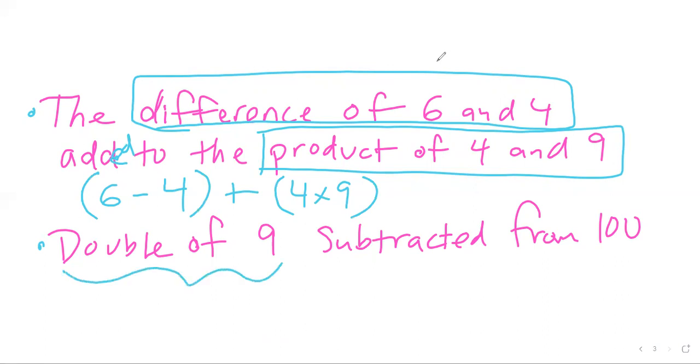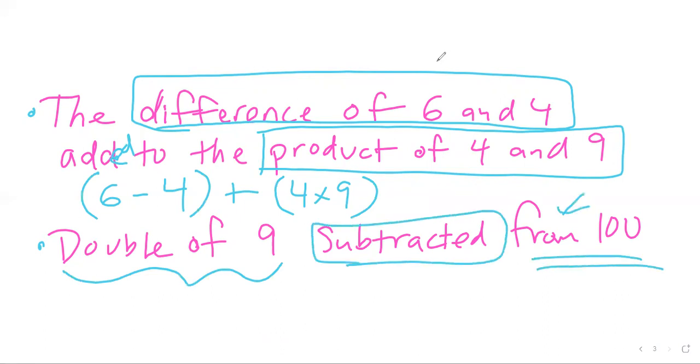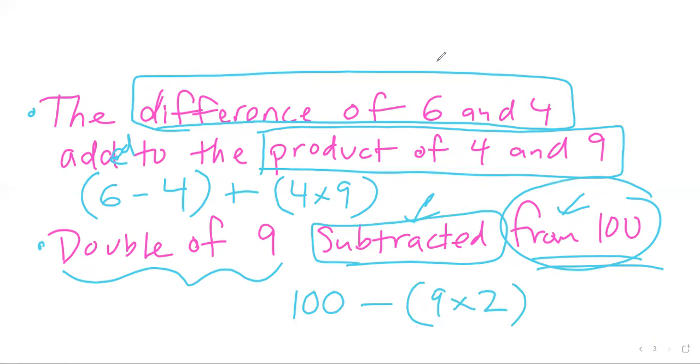It says double of 9 subtracted from 100. So again, here's that from or then. So I'm actually going to start with 100, which can be tricky. I know I make that seem simple, but the more you do these, the more that will make sense to you. But I'm starting with 100 and I'm taking something from it. So that's where I know that number is going to come first. And I know I'm taking because it says subtracted. And then double of 9. So 9 doubled is just 9 times 2. And there we go. There's my expression.